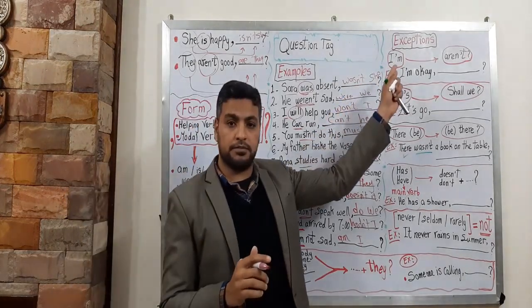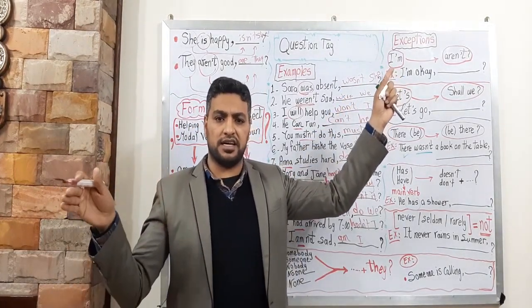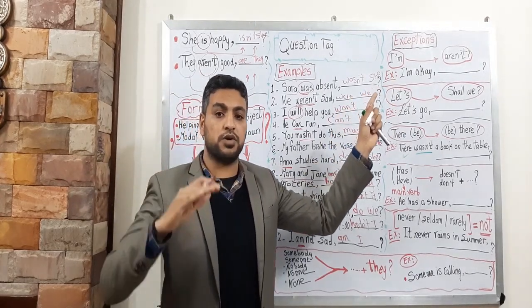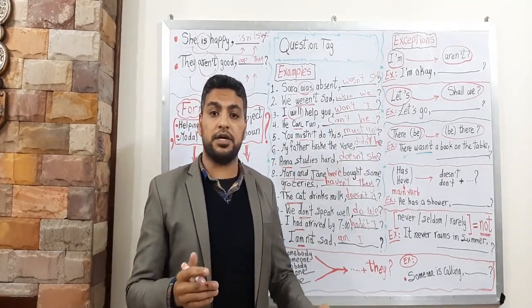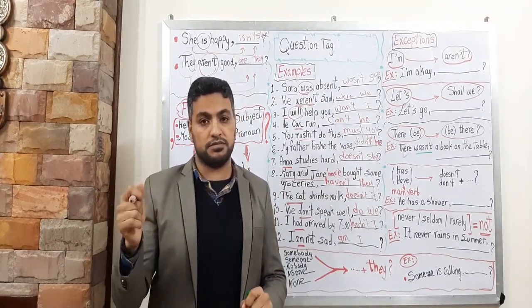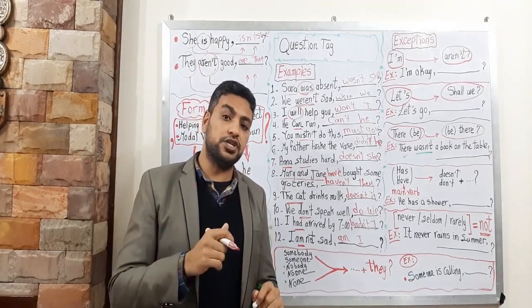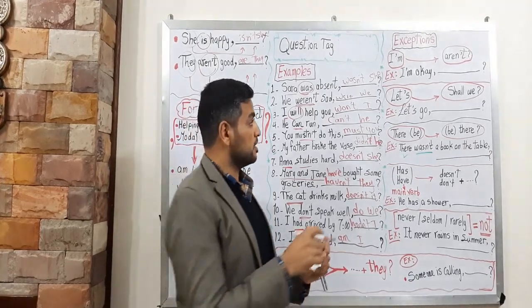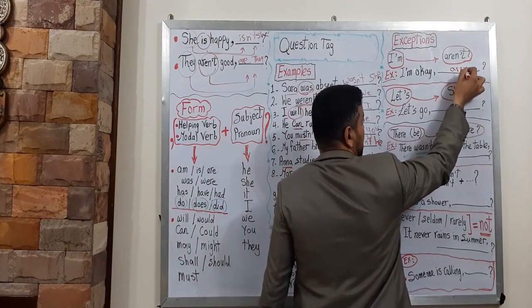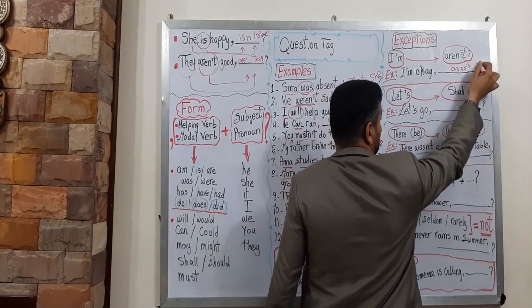So here, I am. Don't say am not I, as we got accustomed. No, don't say that, but just say I am. It will be aren't I. I'm happy, aren't I? I'm sad, aren't I? I'm a perfect student, aren't I? I'm a teacher, aren't I? And so on. So, I'm okay. It will be, just tell me, aren't I? Excellent. You did it well.